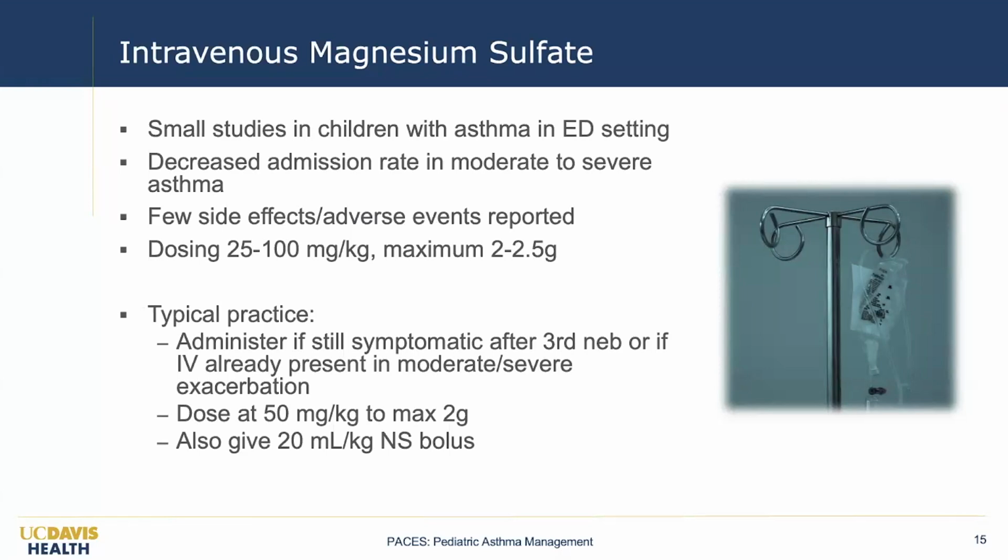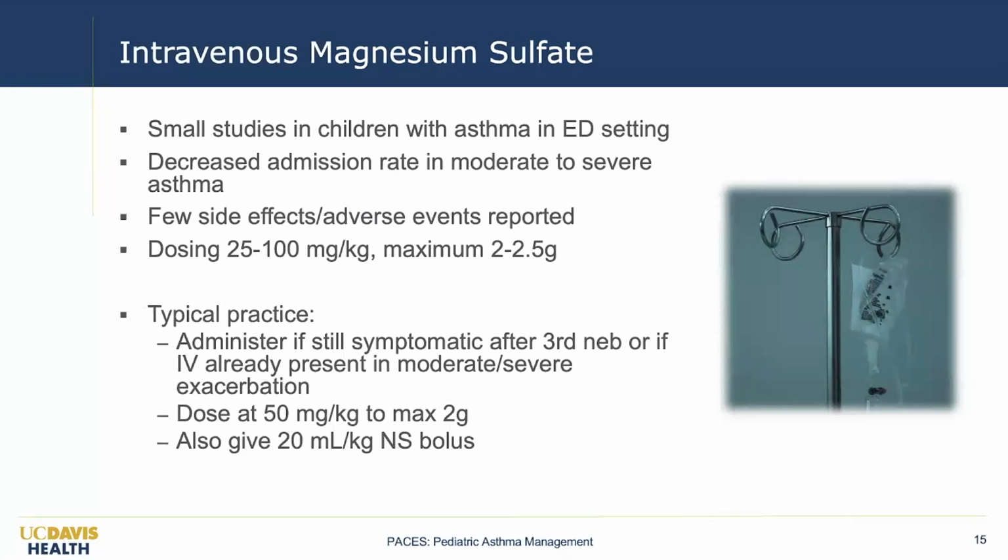If they have an IV in place and we assess them as moderate to severe, some of us will give magnesium earlier in the course as well. And then patients who present severely will often get their IV placed right when they come into the ED, and we'll give the dose then. We dose it at 50 milligrams per kilogram with a maximum of 2 grams.